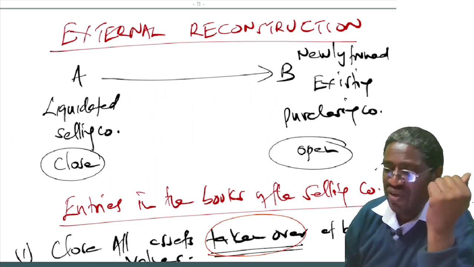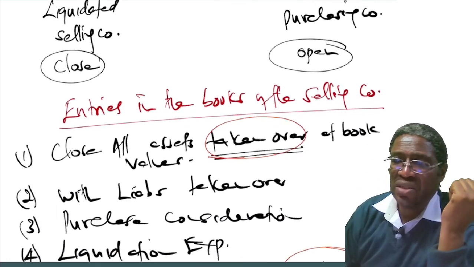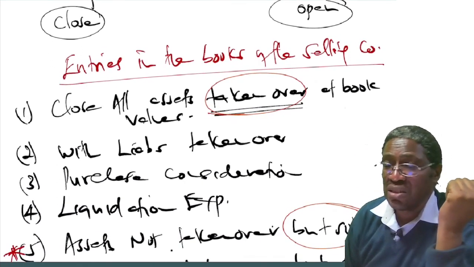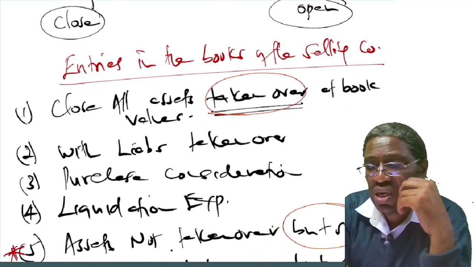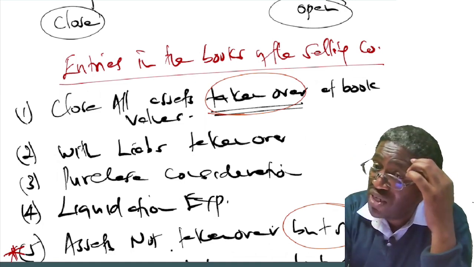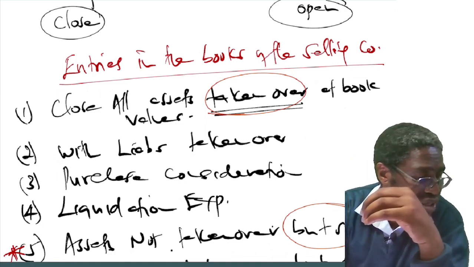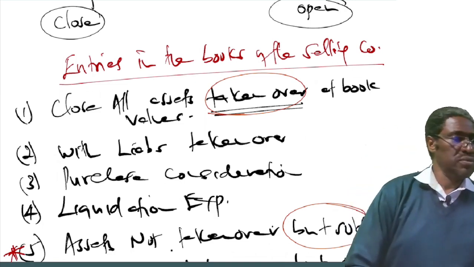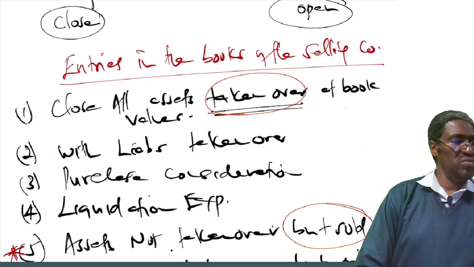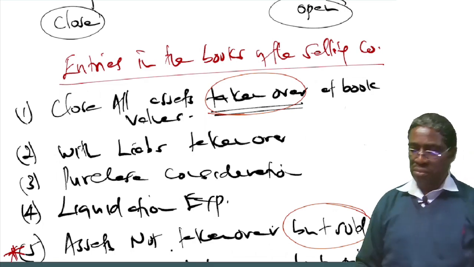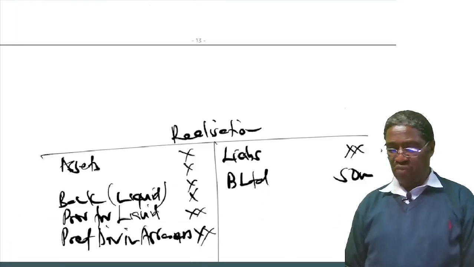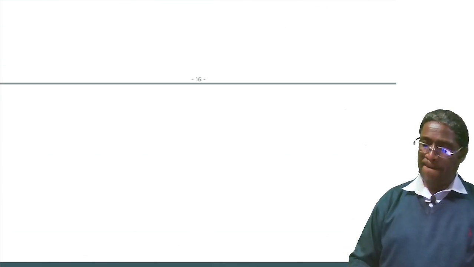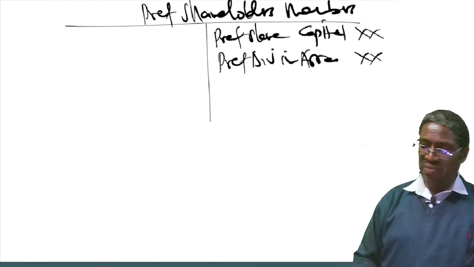Okay, let's have another subheading: entries in the books of the selling company. Then you say this, number 1, entries in the books of the selling company.